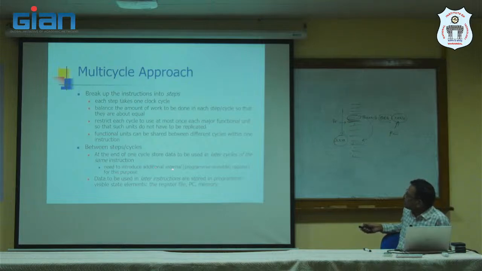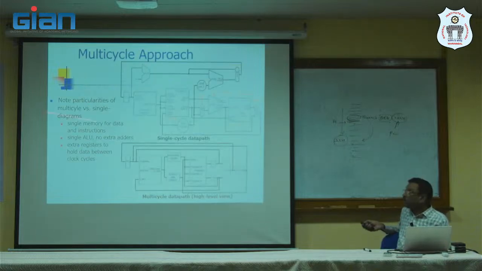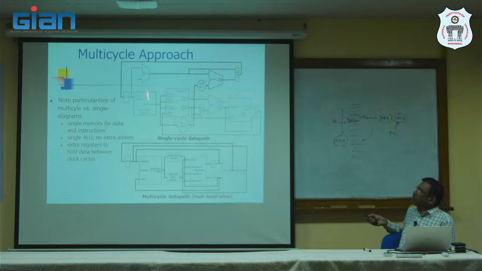So additional internal registers need to be introduced for this purpose, programmer invisible registers. Data to be used in later instructions are stored in a programmer visible state element, the register file or PC and memory. So by adding some extra components, extra registers, most of the duplication of the functional units can be eliminated here. It will become very simple. This is the single cycle data path whatever you have designed, but this one is a multi-cycle data path.